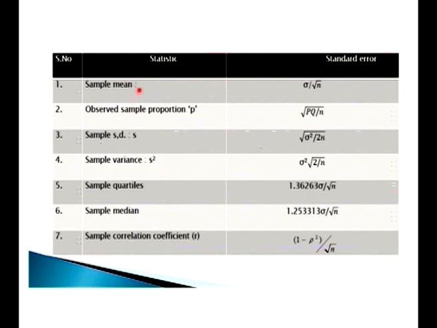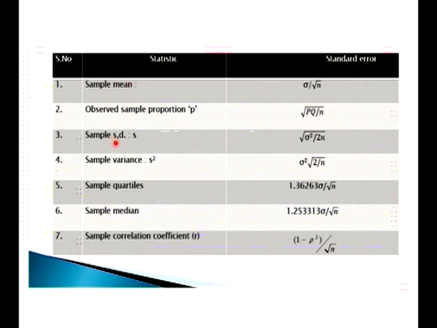So, if the statistic is sample mean x bar, then the corresponding standard error is sigma by root n. Everything has its usual notation. Sigma stands for population standard deviation and n stands for sample size. Next, the observed sample proportion p. The corresponding standard error is root of pq by n, where q is equal to 1 minus p.